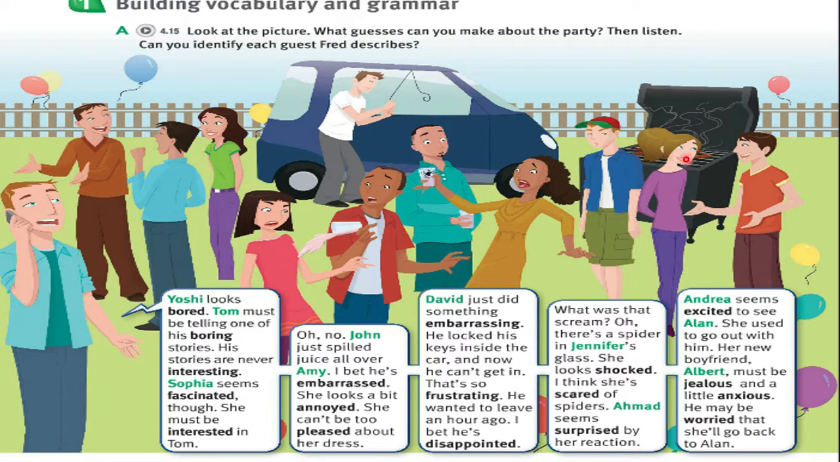Andrea seems excited to see Alan. Okay, so this is Andrea and this is Alan. She used to go out with him. Okay, they used to date. Yeah, her new boyfriend Albert, who is this guy who is standing next to her, must be jealous. Seguramente él debe estar un poco celoso and a little anxious. He may be worried. He might feel worried that she will go back to Alan.